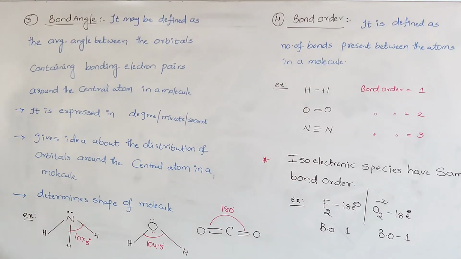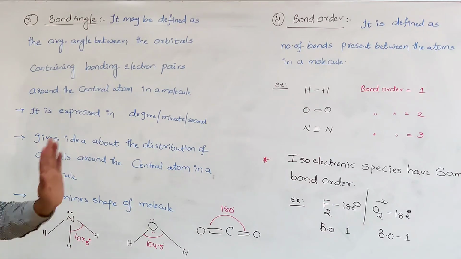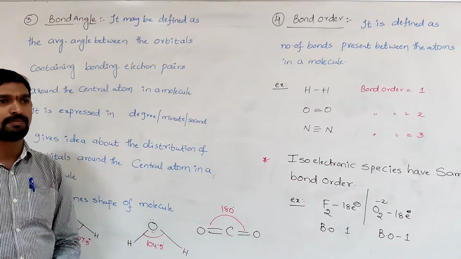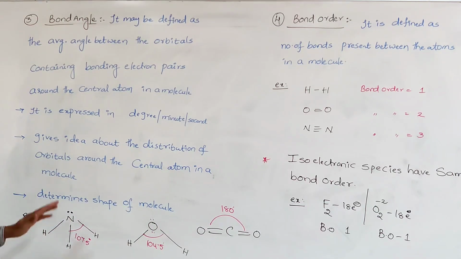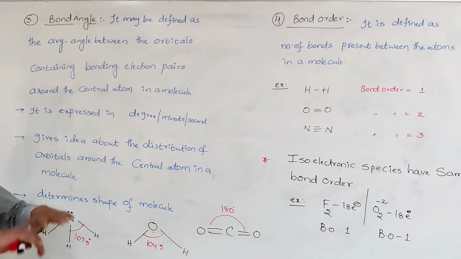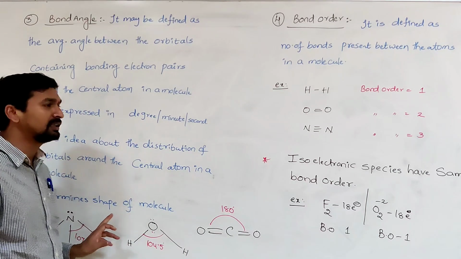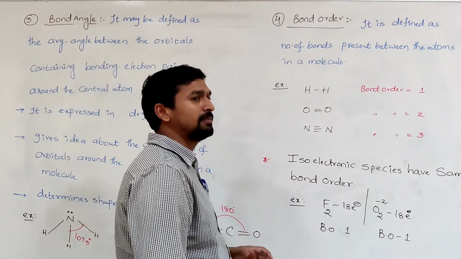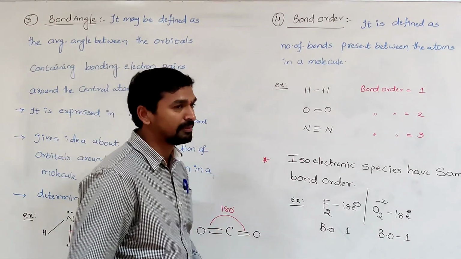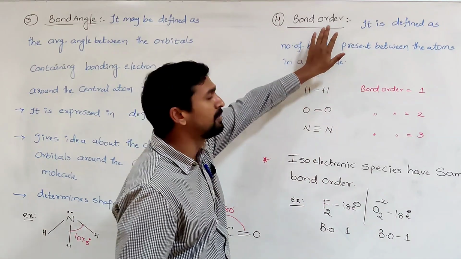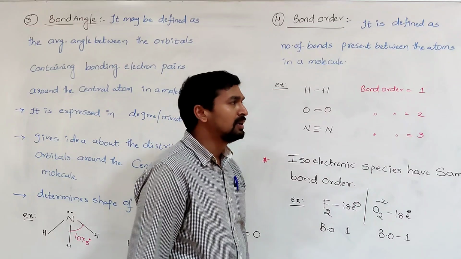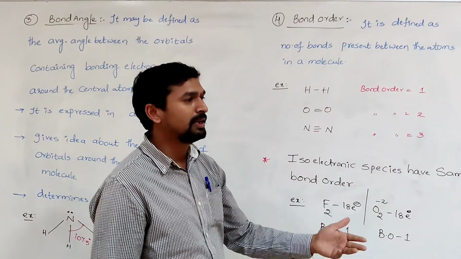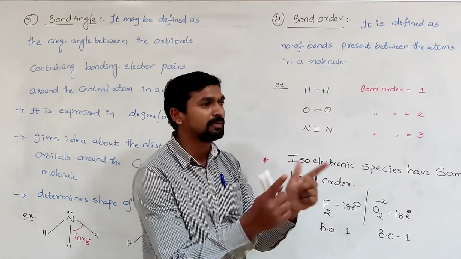And this bond angle is never dependent on either bond enthalpy or bond length. It is an independent parameter which only gives an idea about the distribution of the bond pair of electrons around the central atom and the shape of a molecule. These two can be obtained from the bond angle. And coming to the fourth parameter, that is bond order. It is very simple. In a given molecule, how many bonds are present between the two atoms?